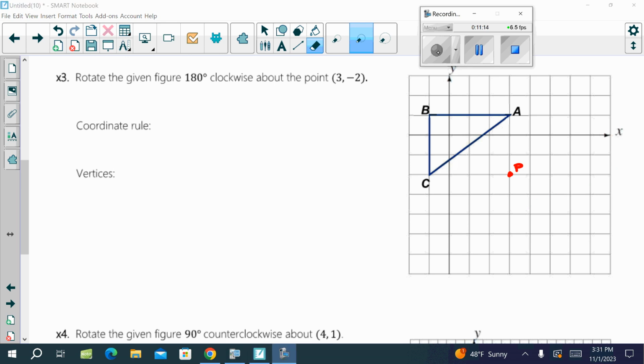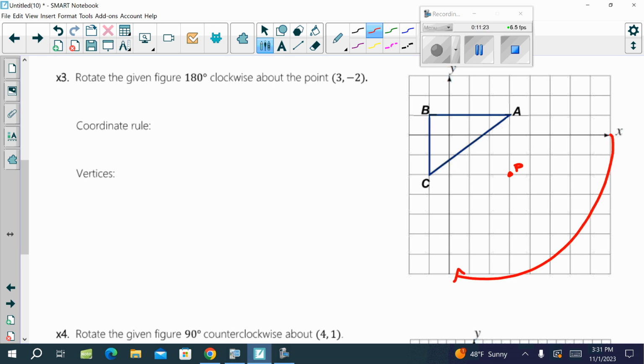Alright, sorry, I did 3 turns, not 2 turns. So x should end up here, correct? And y should end up over here? Yeah. Okay, approximately.